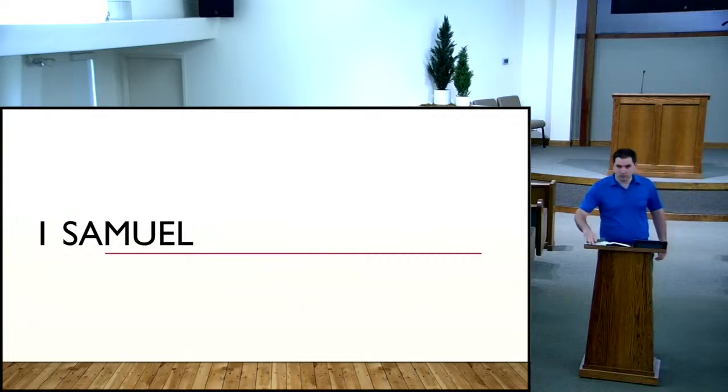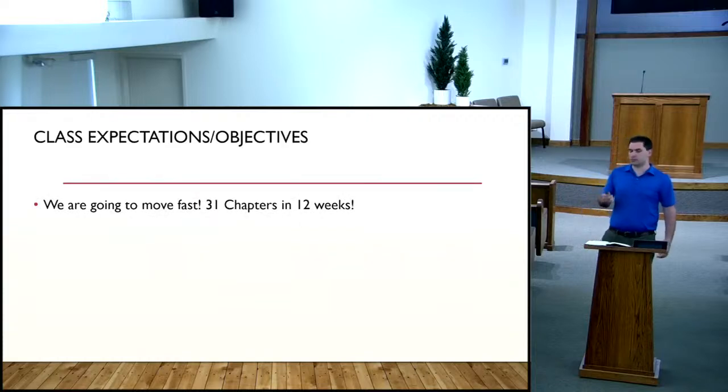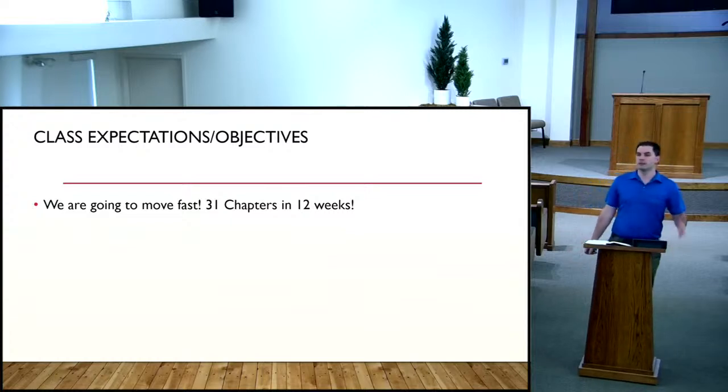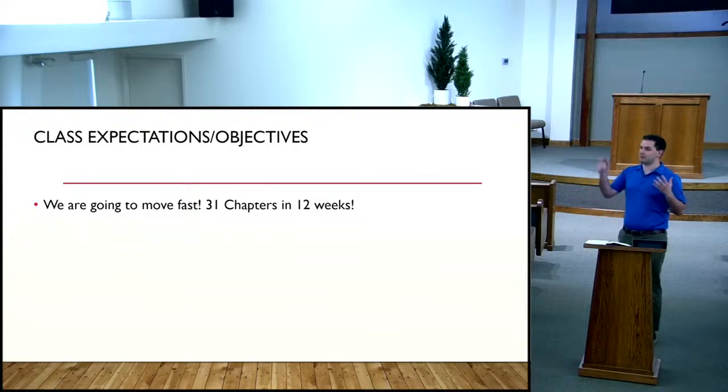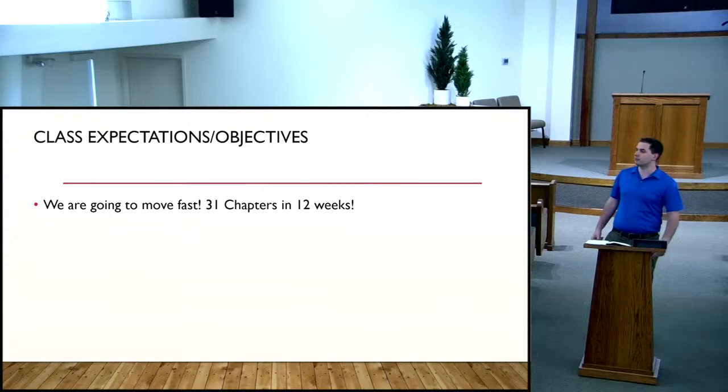Okay, so got the handouts. Let's go ahead and start and talk about a couple class expectations and objectives up here. So we're going to move pretty quick. This I wanted to do for Samuel for a long time, and me and Jacob talked about it, and this is our big hesitation right here, is we're going to be moving really fast. 31 chapters in 12 weeks because we have a gospel meeting in there as well. So we're going to have to move pretty quickly.